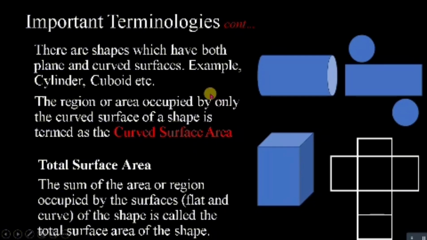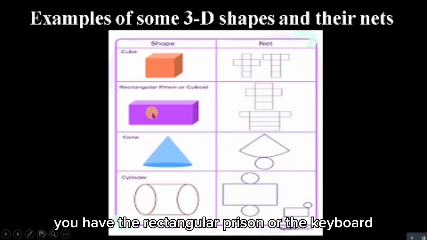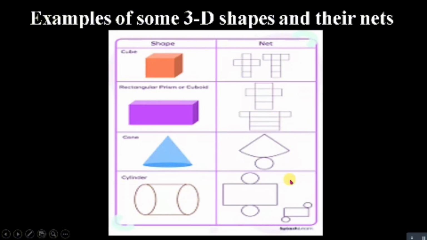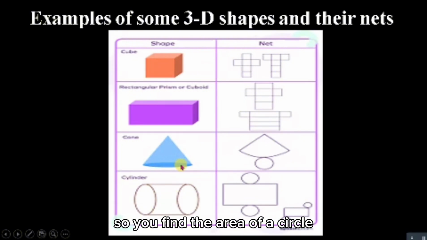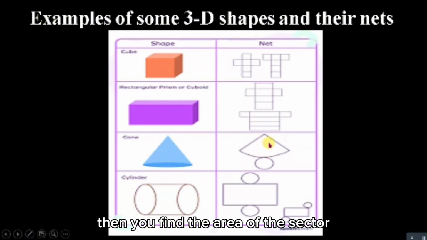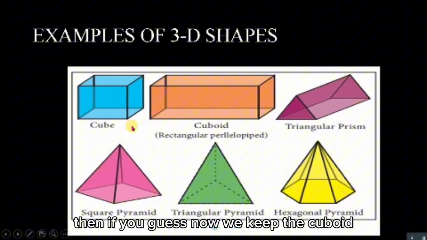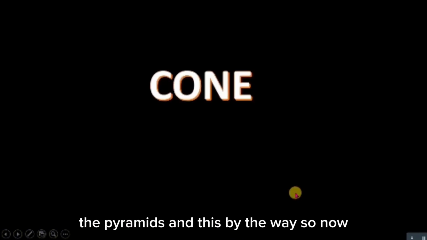All right. Now, these are examples of three-dimensional figures. We have the cube, we have the rectangular prism or the cuboid, we have the cone, and these are their nets. So to find the area of the cone, you will need to get the base area, that's a circle. The base is a circle. So you find the area of the circle, then you find the area of the sector, then you add them together to get the total surface area for the cone. Likewise, you do the same for the cylinder. Okay, so these are other solid figures. You have the cube, the cuboid, the triangular prism, the pyramids, and that's by the way.